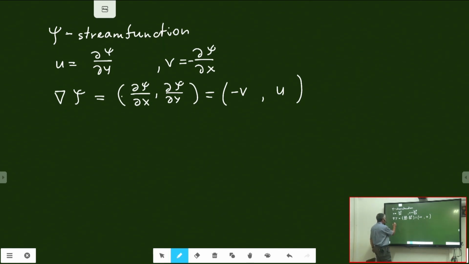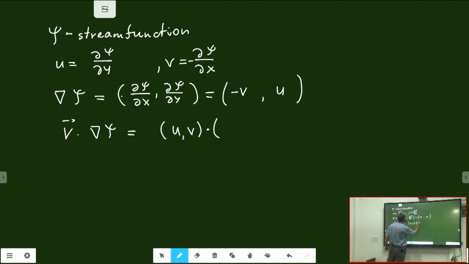Now, you have a velocity vector (u, v) and you have the gradient of psi, and we take the dot product between the two: (u, v) dot (minus v, u). Clearly, u times minus v plus v times u is 0. The dot product is equal to 0, which means what? Perpendicular, right? So therefore, the velocity vector is perpendicular to the gradient vector.